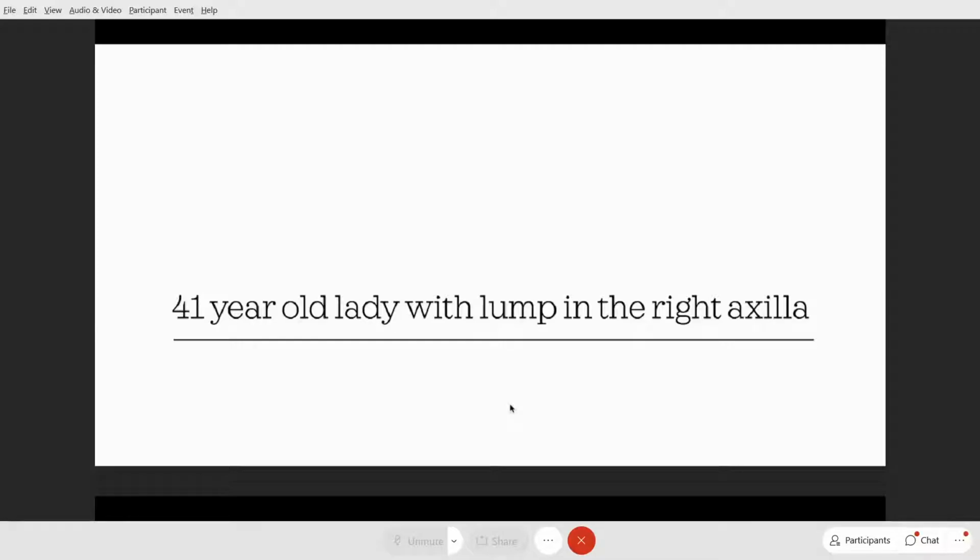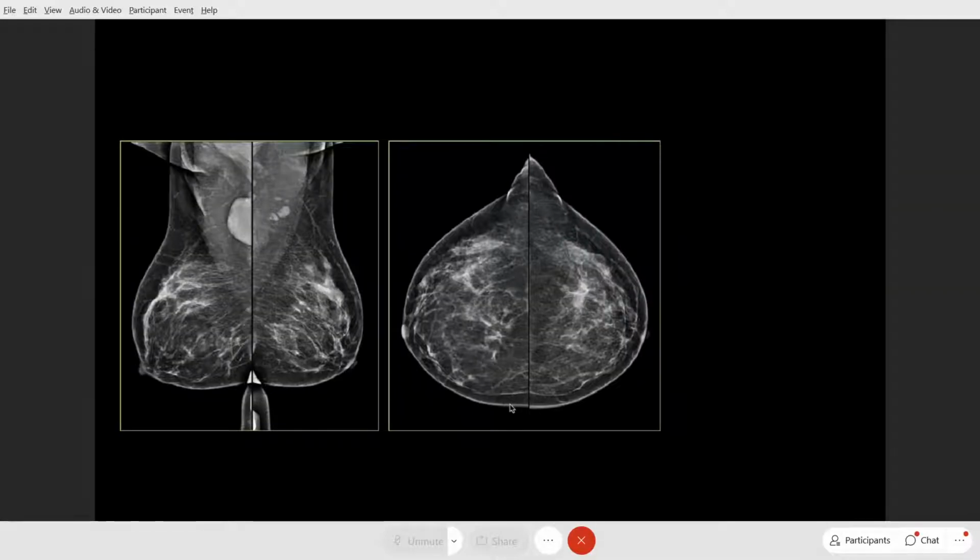This is a 41-year-old lady with a lump in the right axilla. That was her only complaint. She had mammograms and ultrasound done elsewhere multiple times because her lymph node was abnormal. She was sent to me by my oncosurgeon for biopsy of this lymph node. This lymph node turned out to be a metastatic carcinoma from breast, and hence we repeated the mammogram here.